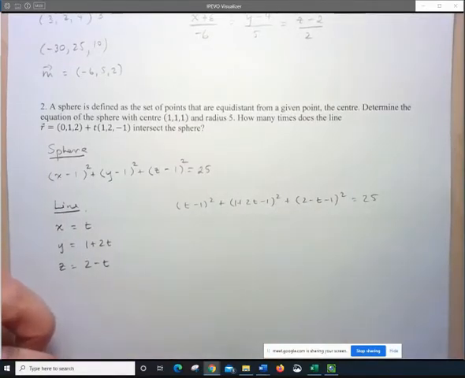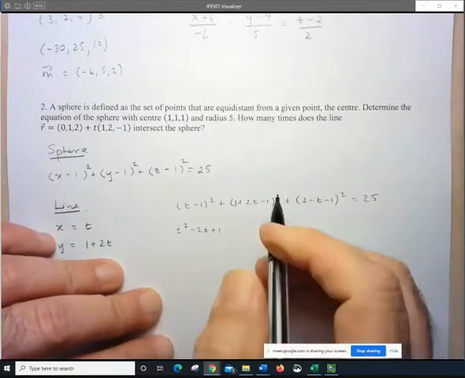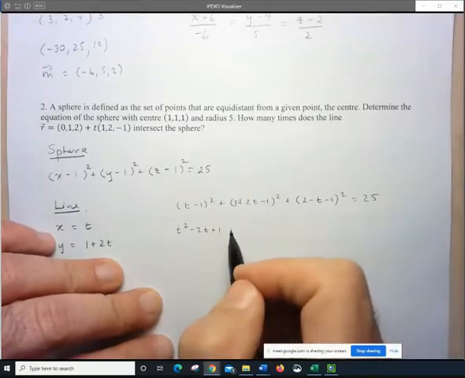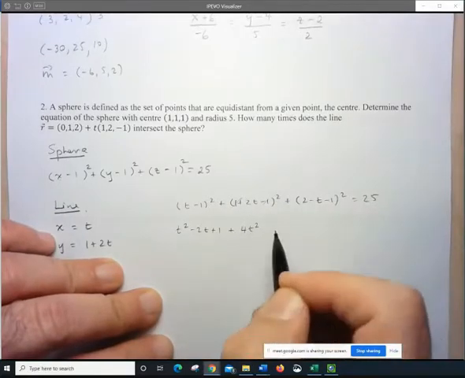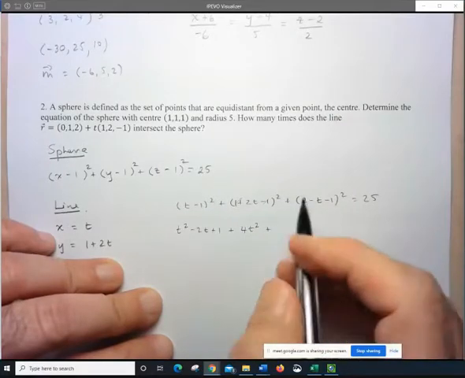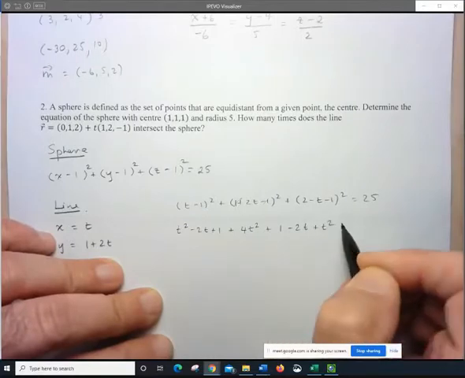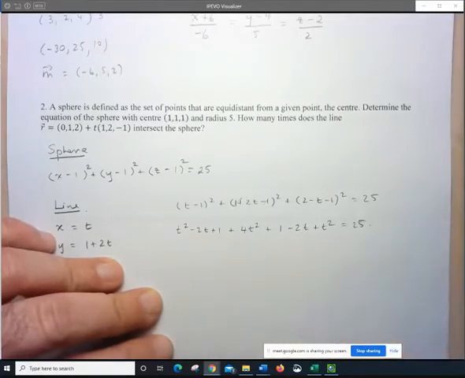So let's quickly go through this. We have t squared minus 2t plus 1. Here the ones cancel out, so I'm just left with 4t squared. Here, 2 minus 1 is 1, so I have (1 minus t) squared, so 1 minus 2t plus t squared equals 25.